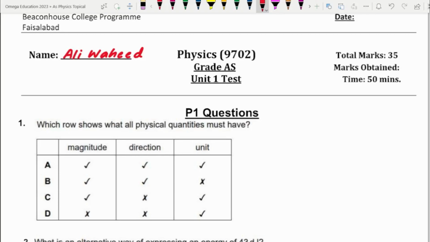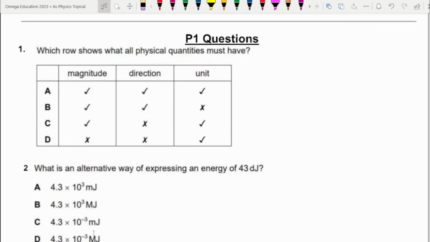In this video, I'm solving the worksheet of chapter number 1, AS Physics. So let's start off with the first one. The question I'll be speeding up in this video. We'll try to solve the question as fast as possible. Which row shows what all the physical quantities must have?